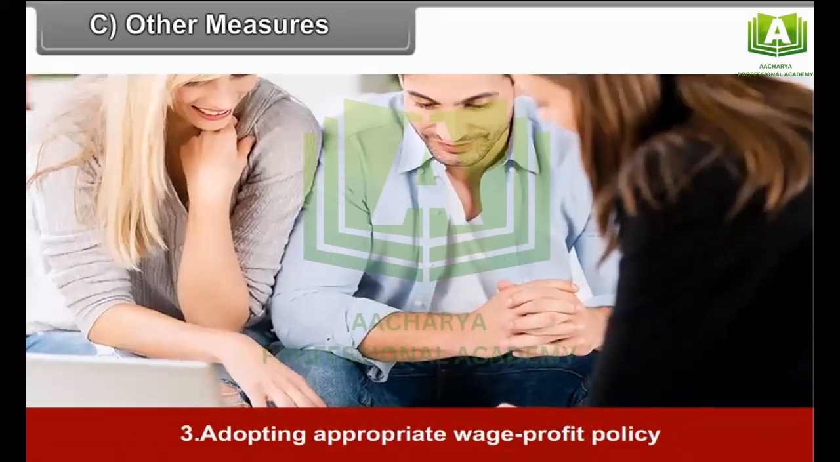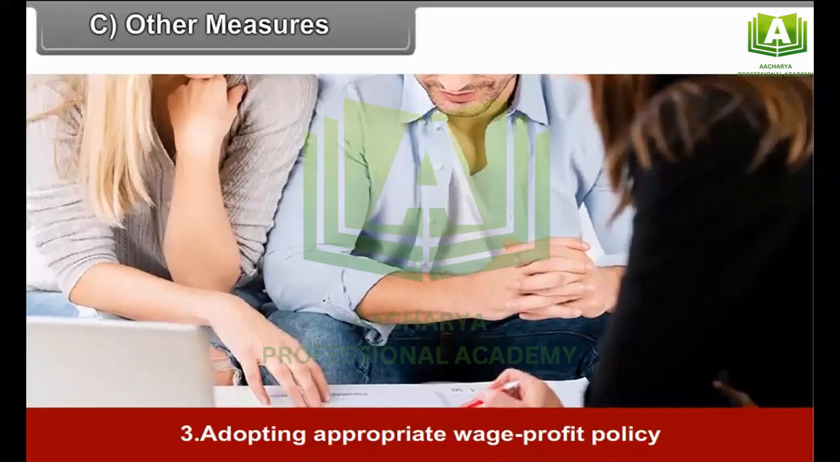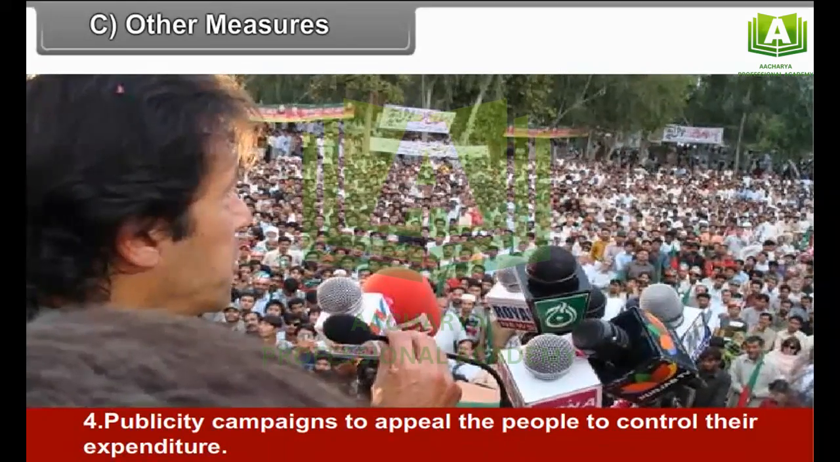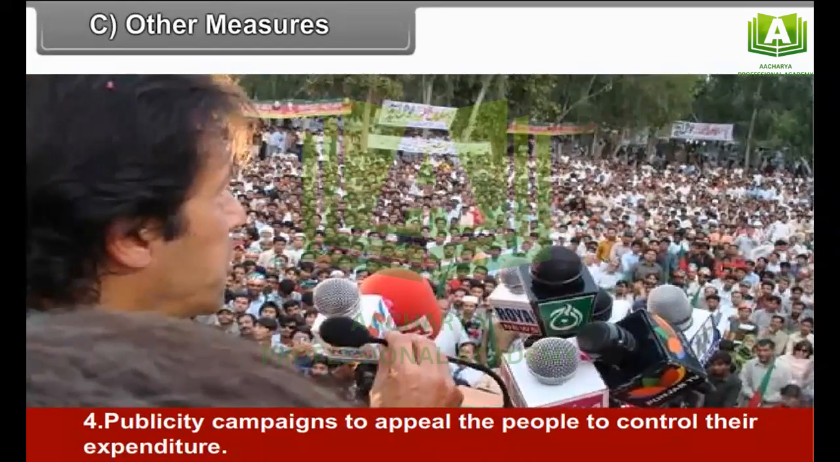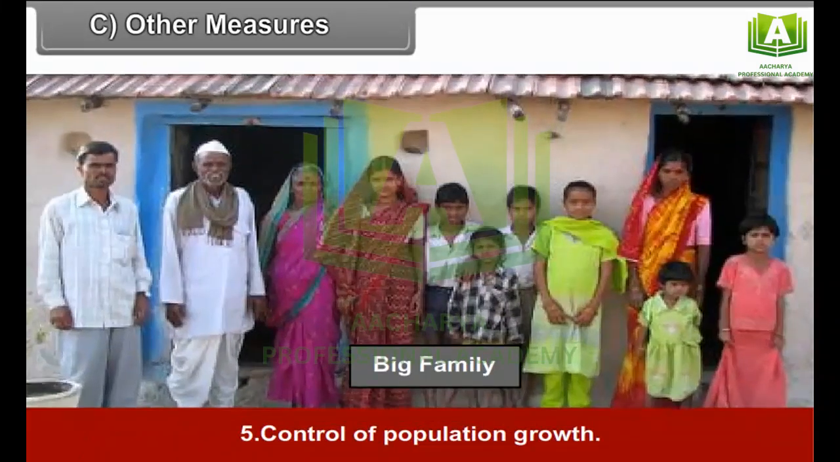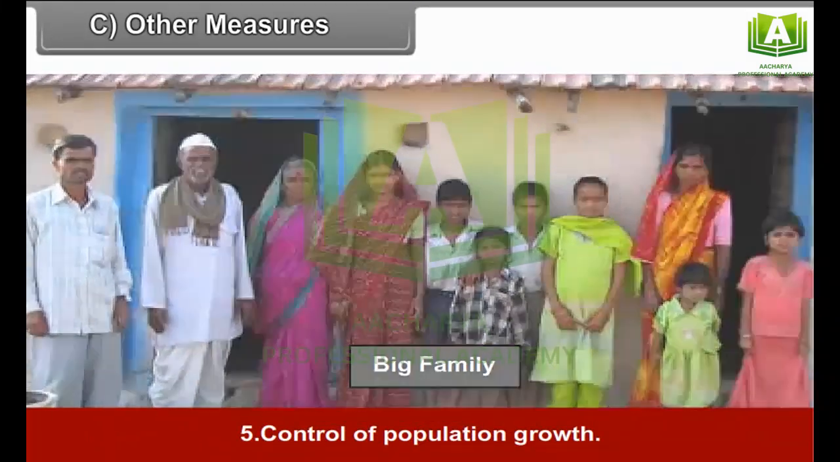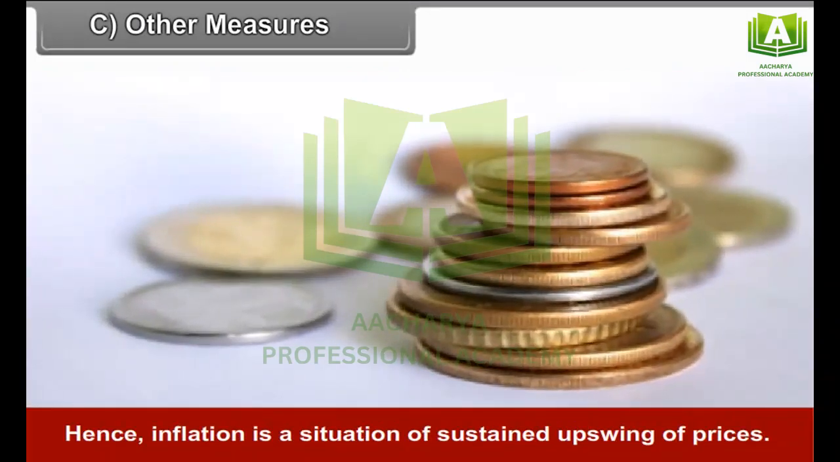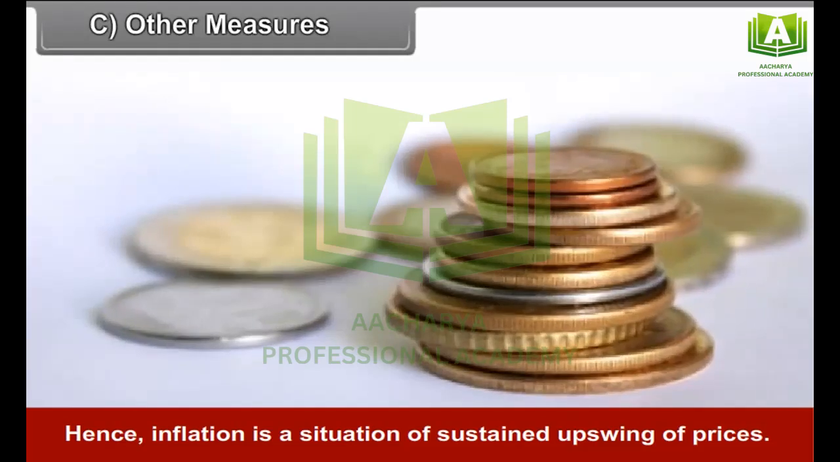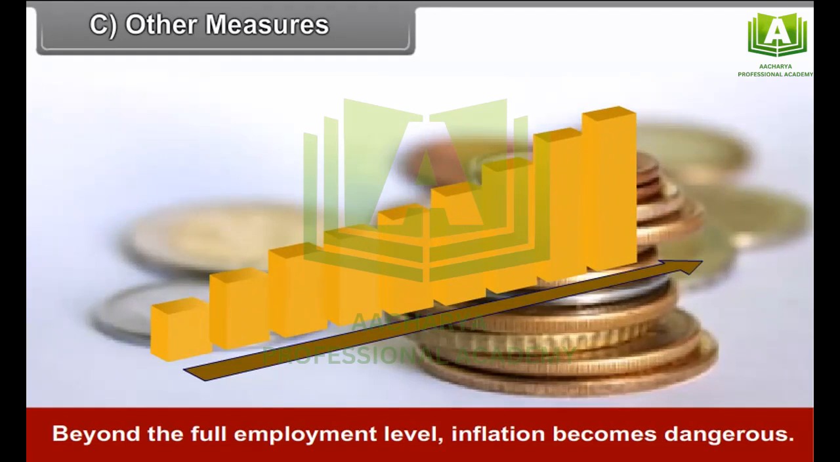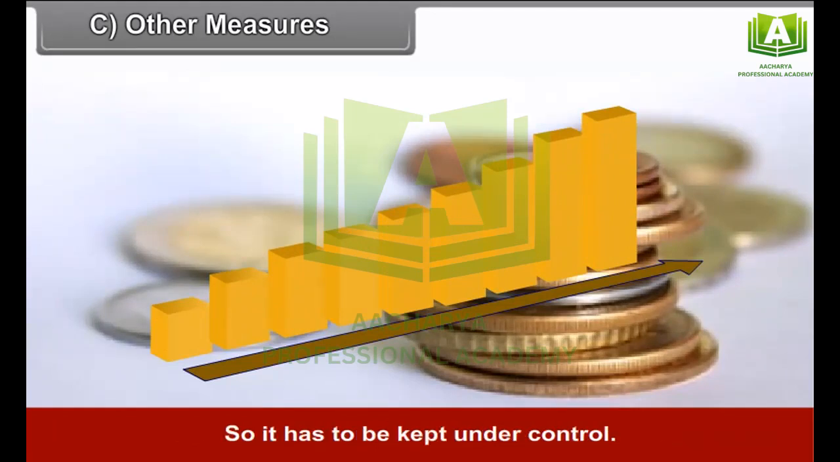3. Adopting appropriate wage profit policy. 4. Publicity campaigns to appeal to the people to control their expenditure. 5. Control of population growth. Hence, inflation is the situation of sustained upswings of prices. Beyond the full employment level, inflation becomes dangerous, so it has to be kept under control.